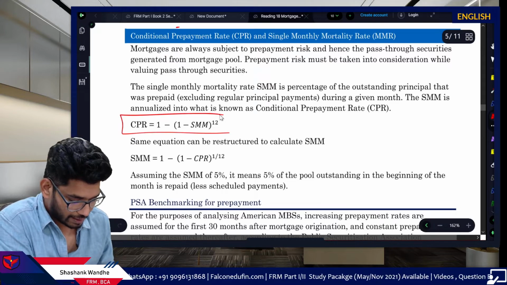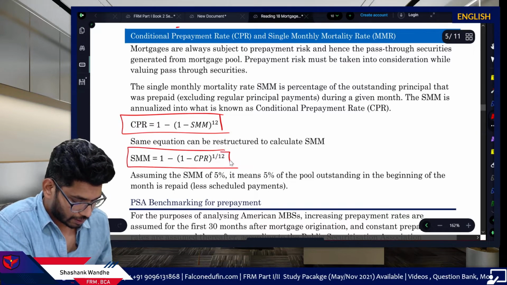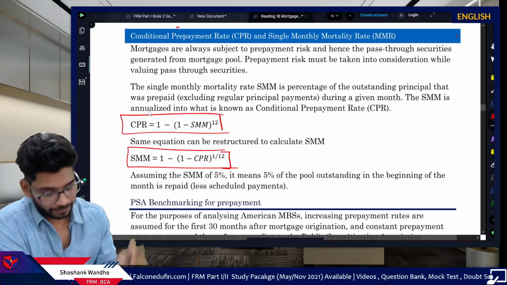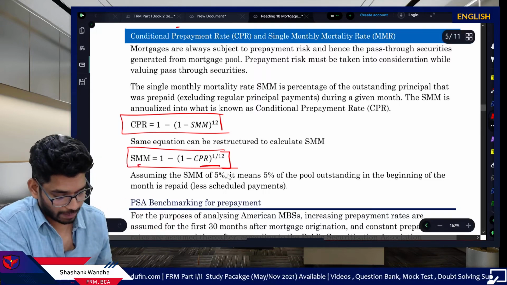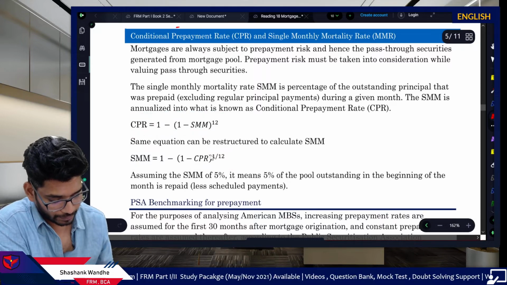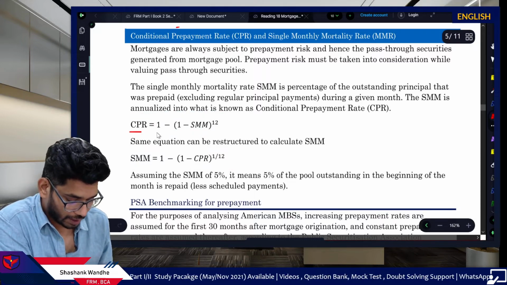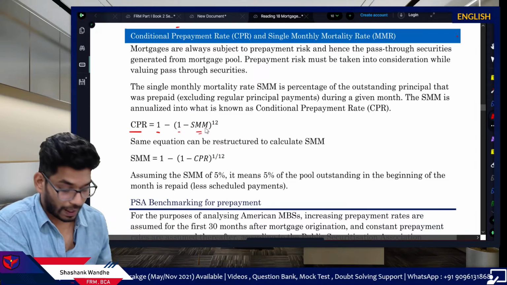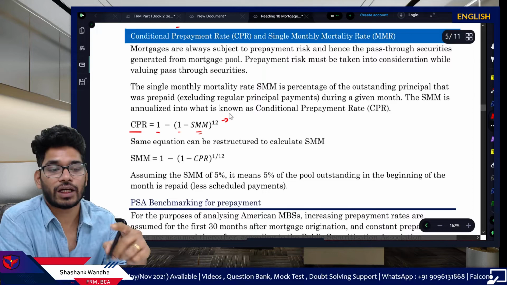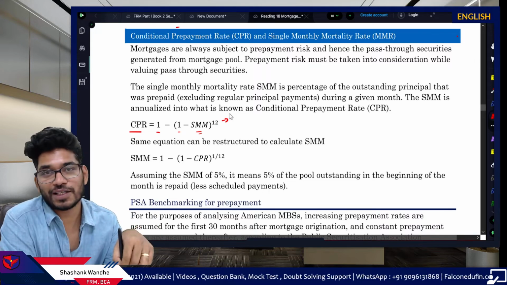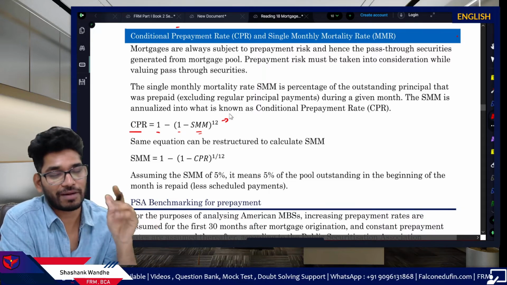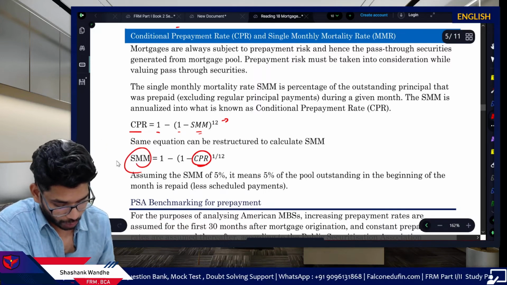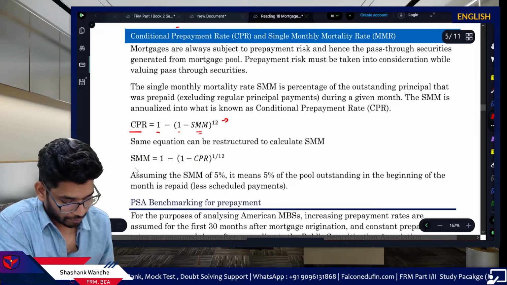Now we will discuss this part. How to convert CPR into SMM and how to convert SMM into CPR. So we have a formula here. The formula is CPR is equal to 1 minus bracket 1 minus SMM to the power 12. Why 12? Because it's for the 12 months. Okay. So the first part is not for CPR to SMM. The first part is SMM to CPR, and this second part is CPR to SMM. Okay. We will use this formula.